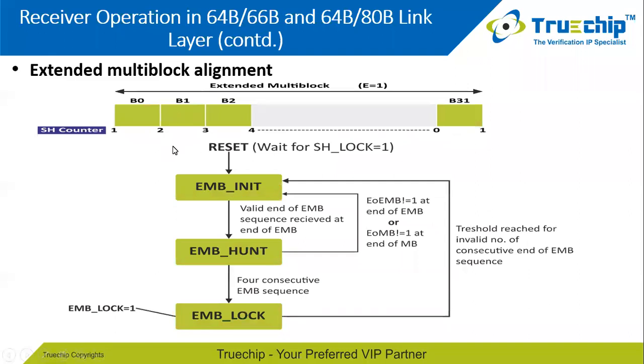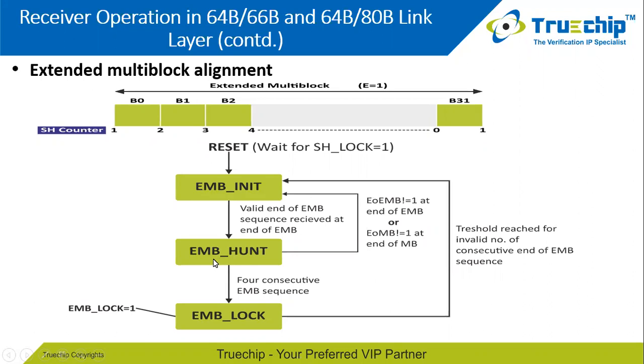Moving on to the next slide, here we are going to discuss the EMB alignment. Initially, the EMB alignment state machine is at the EMB init state and waits for the sync header alignment to be done, that is, for SH lock to be 1. After SH lock is done, the receiver counts sync transition bits from 0 to 31, as the sync word is of 32 bits, and waits for the end of multi-block sequence, that is, the 5-bit pirate signal, which is 4 times 0 and a 1, and the end of extended multi-block identifier. Upon receiving correct pirate signals, the state machine moves to EMB hunt state.